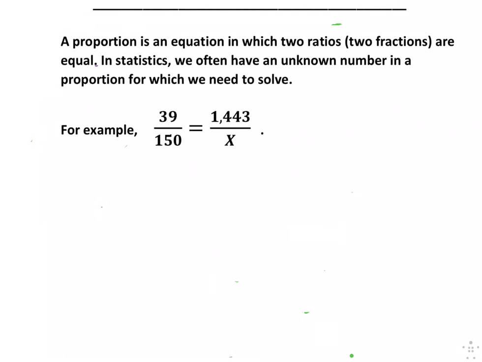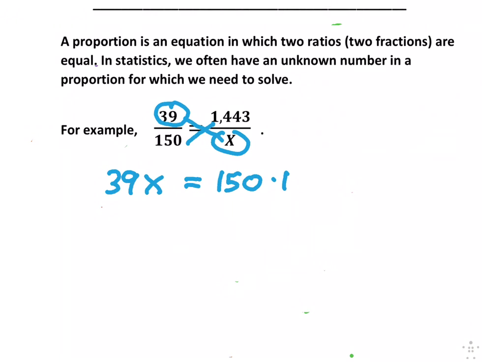What we would do to solve this equation for x is first start with the idea that the cross products are equal to each other. In other words, 39 times x will be equal to 150 times 1,443. What I have to do to solve for x is multiply 150 times 1,443. And then in order to isolate x and get x completely by itself, I would also need to divide by 39.